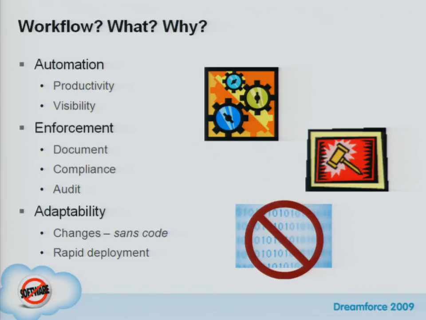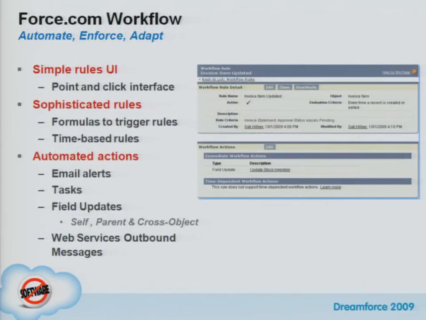And then you want to make sure that you can be adaptable. Your business is probably constantly changing. Your requirements are changing. Your needs are changing. And so you want a workflow engine that can adjust and change with your needs. And so with Force.com, we really tried to make sure all three of those things were top of mind when we were doing our workflow engine. And the way we were able to do that is by keeping it simple.